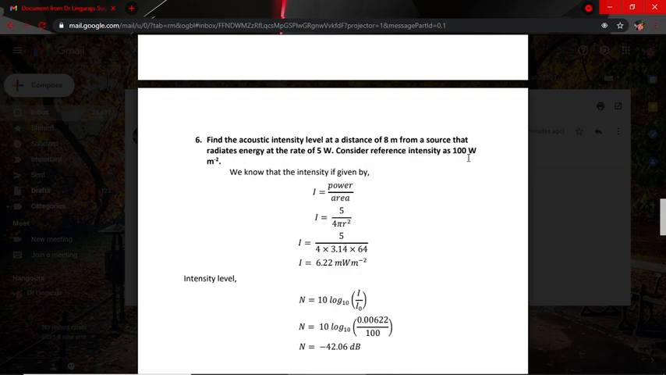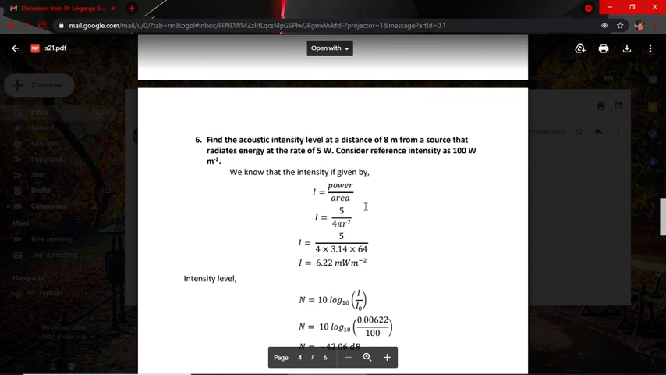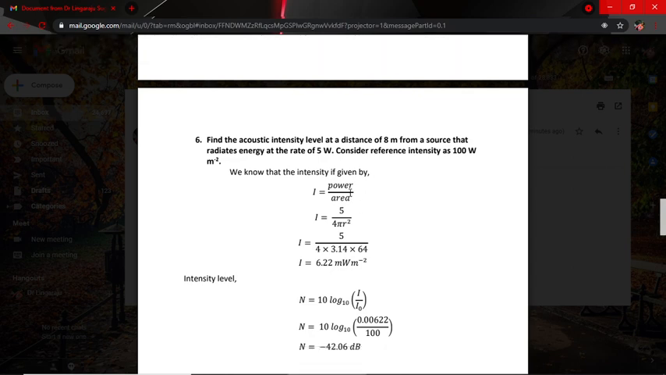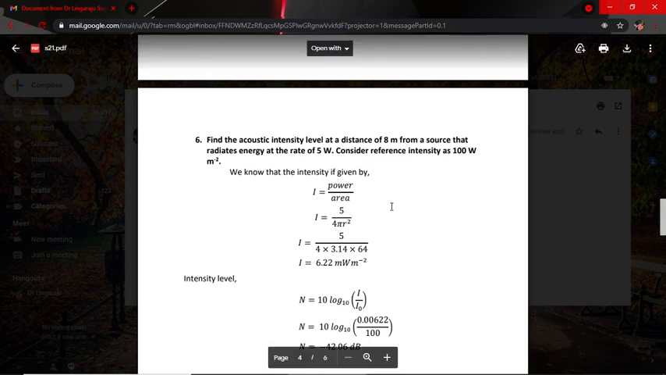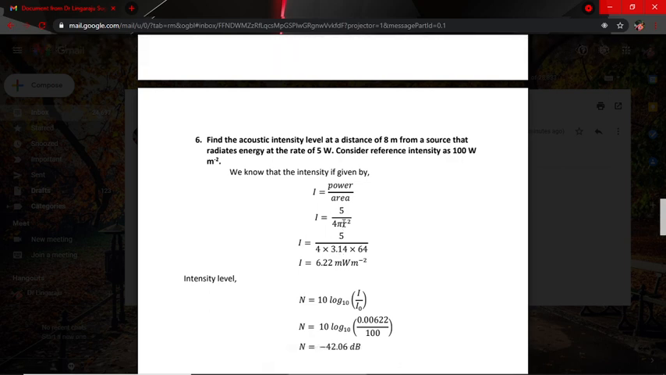We know that the intensity is given by I is equal to power by area. This formula is a basic level problem. The intensity is equal to power, that is 5, divided by area. For a spherical source we take the area as 4 pi R square. Substitute R, which is also given. The value of R is 8, so R square is 64. So we have to calculate here 5 power divided by 4 into 3.14 into 8 square.